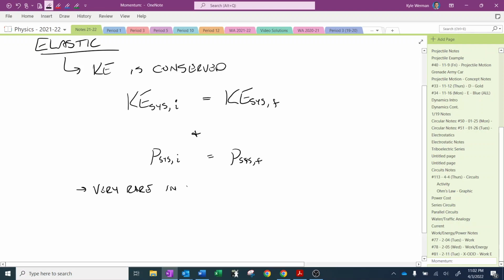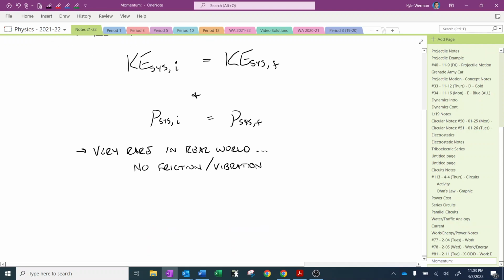You would have to have a collision where there is no sound produced, and all that kinetic energy is therefore restored after that collision. Right? It would require no friction or vibration. However, from a physics standpoint, we might decide to define an elastic collision in a problem and use this conservation of energy to help solve it. So some collisions do come close.